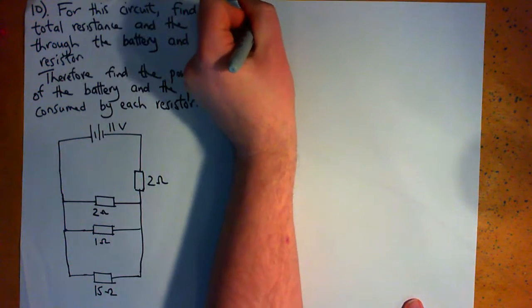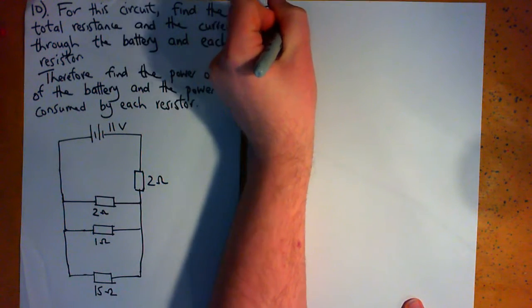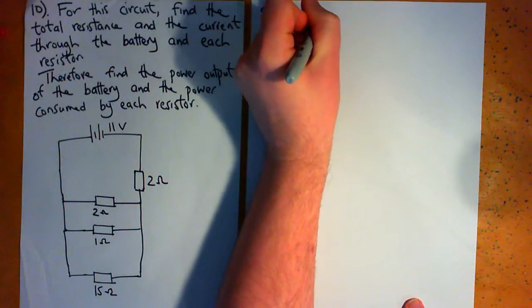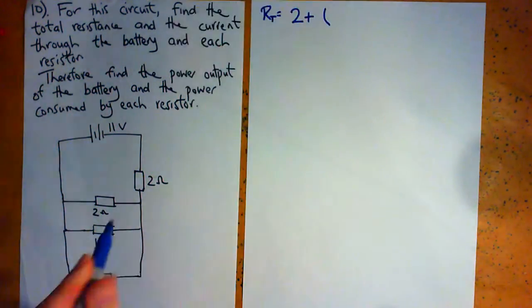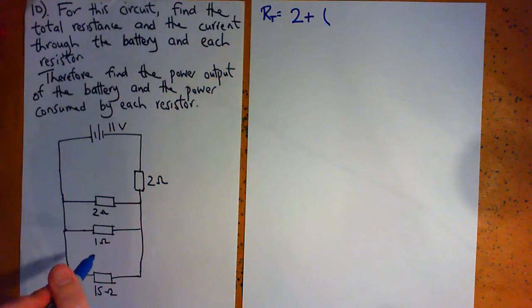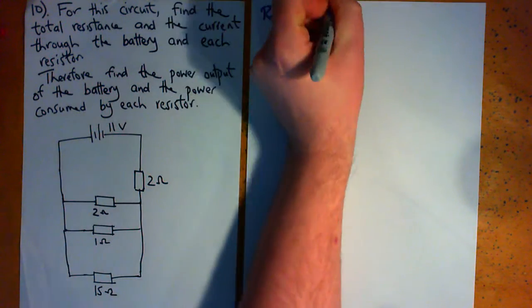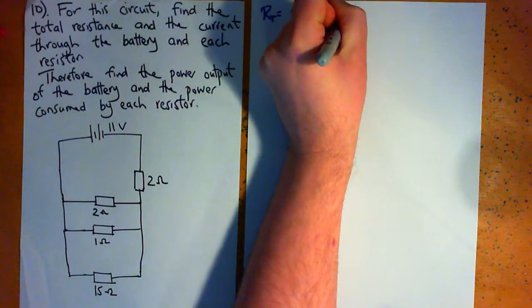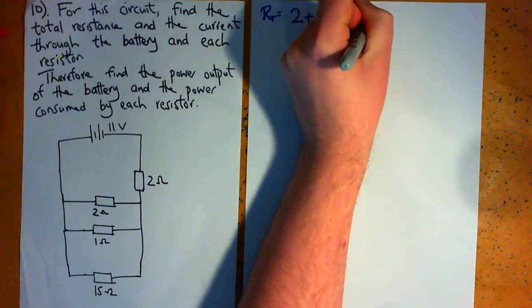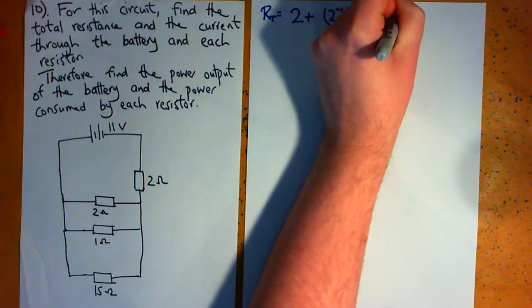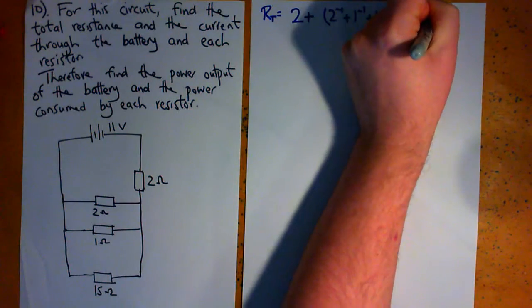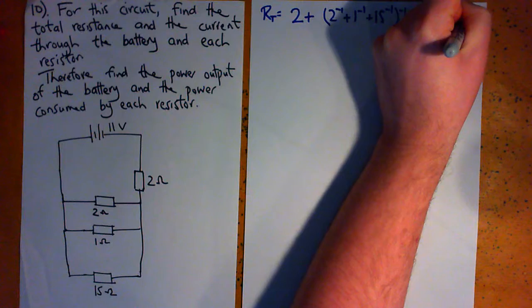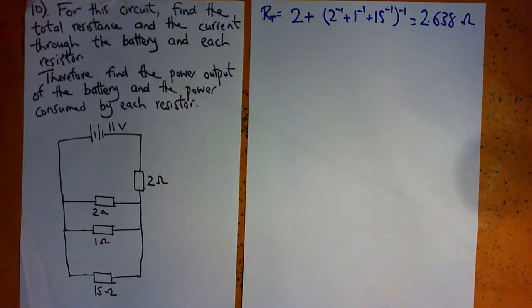So the total resistance is going to be 2 ohms plus the parallel part, which will be 2 to the negative 1 plus 1 to the negative 1 plus 15 to the negative 1, all of that to the power of negative 1. And if we calculate that, we get 2.638 ohms. So that's the overall resistance of the circuit.